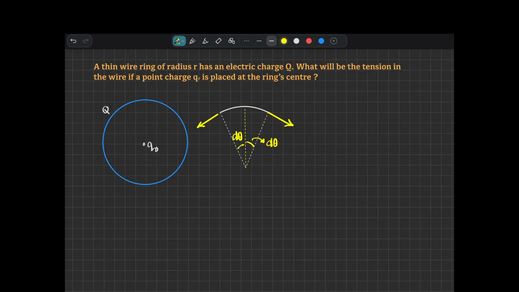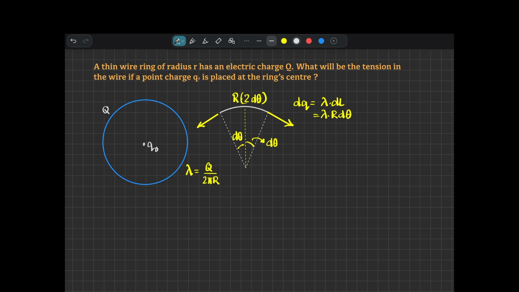Now in the total ring the charge is capital Q. Let's say I have lambda, which is defined as Q by 2 pi r, where r is the radius. So I need to find what is the charge on this much portion of the length. The length will be considered as r into the angle, which is 2 times d theta, and the charge dq can be written as lambda into dl, which is lambda into r d theta. This much is the charge.